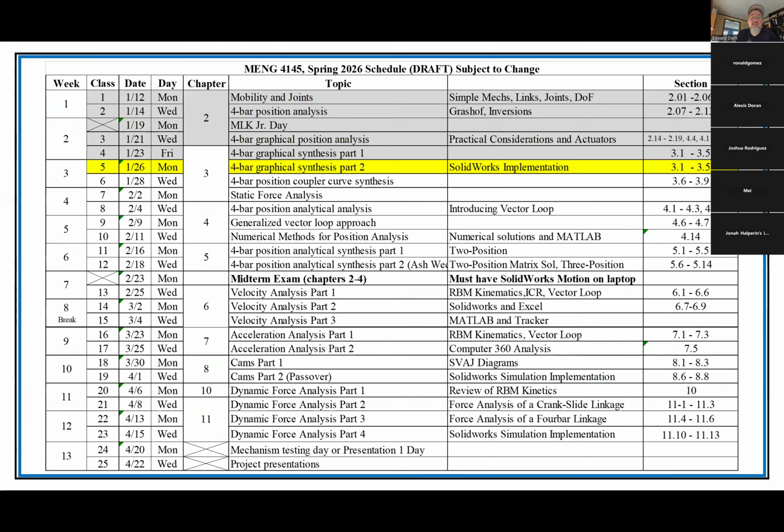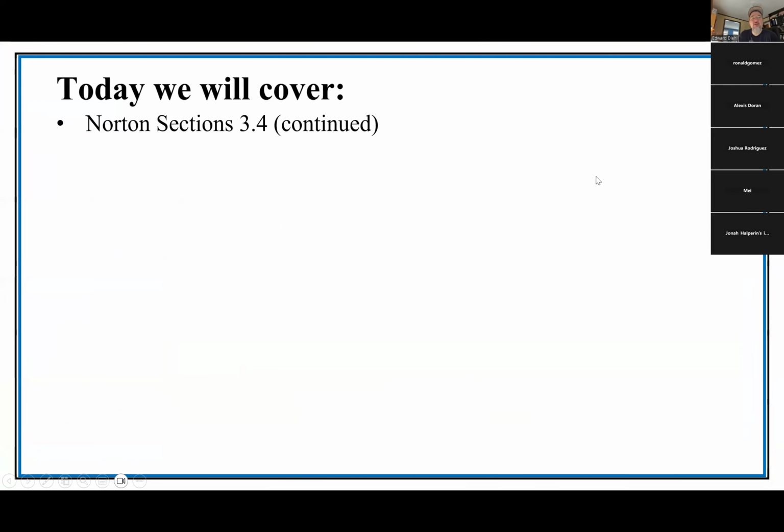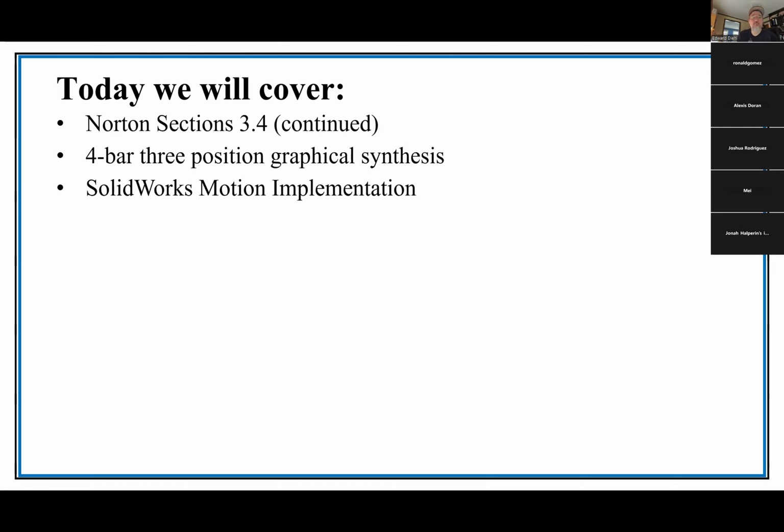So here we are in class 5. We're right on schedule, and we are mostly covering section 3.4. I had that in the schedule as a range, but it's really 3.4 that is mostly where this content is coming from. So this is 3-position graphical synthesis compared to 2-position synthesis, which we started in the last class. And I will be doing some SolidWorks implementation as part of that.